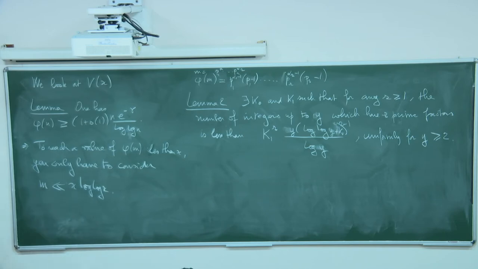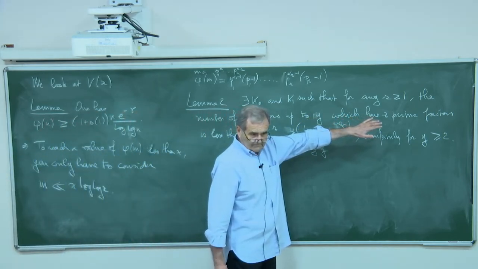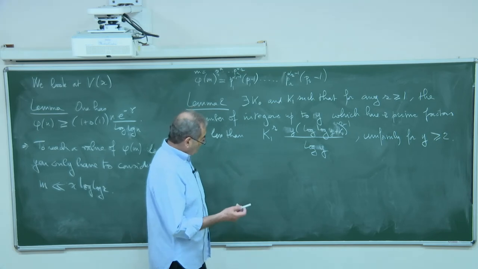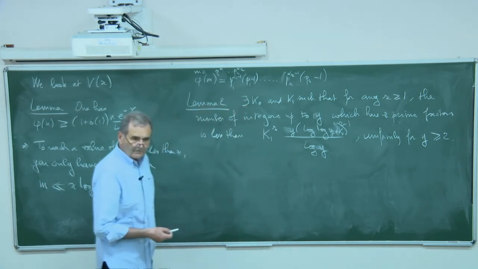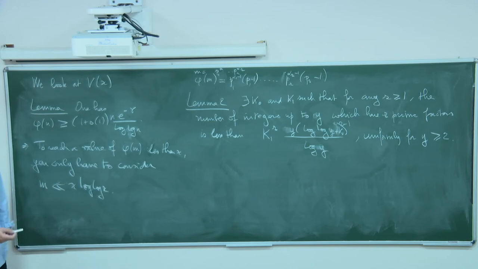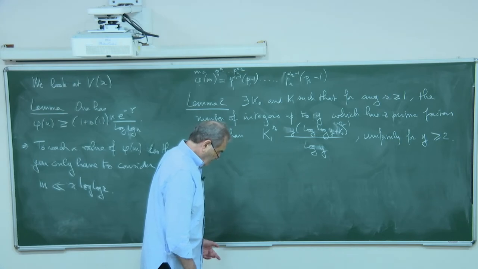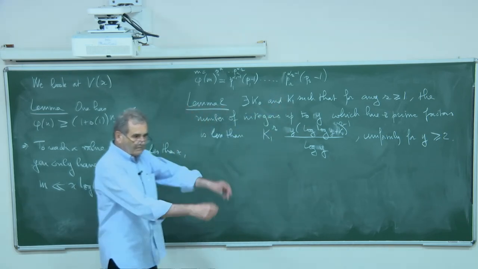Okay, so how do you prove this? If you look at r equal to 1, essentially what you are counting is the number of integers with at most one prime factor. And this number of primes, you know, is big O of y over log y. So this is a weak form of the prime number theorem. Essentially, r equal to 1 is the prime number theorem, and then you have induction. I don't go into this.